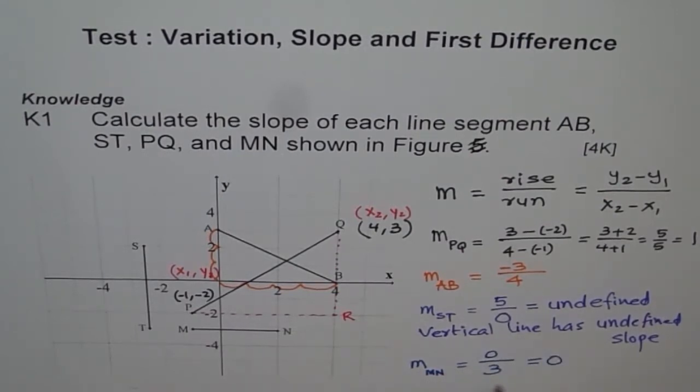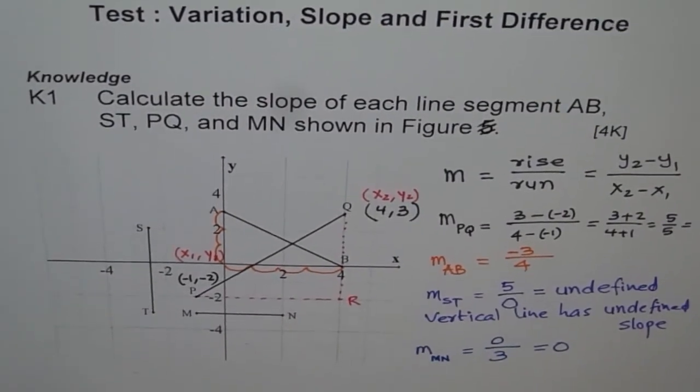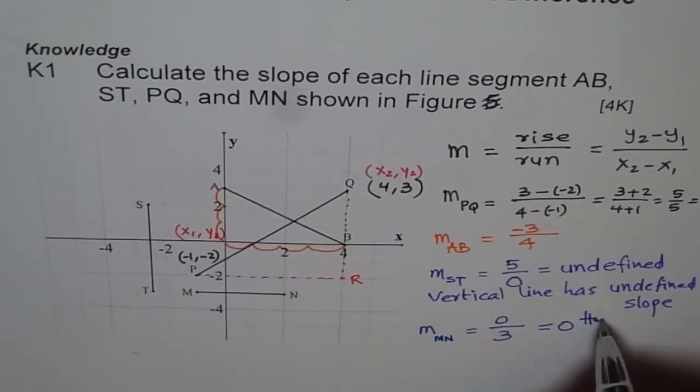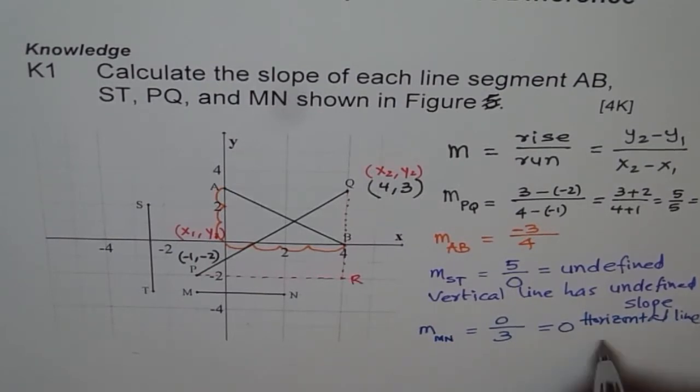So this is a horizontal line, correct? Let me push the page a bit forward for you. Okay, so this is horizontal line, right? So what is the slope of horizontal line? Slope is 0 for horizontal line, right?